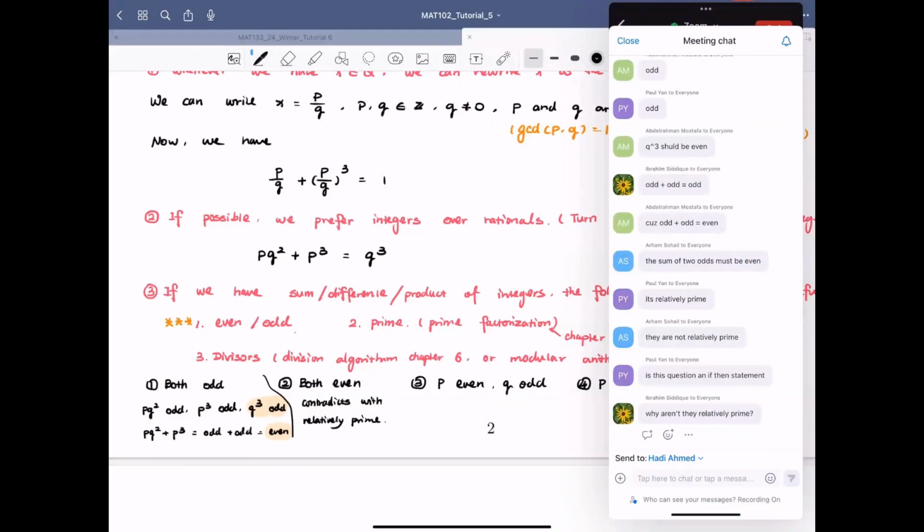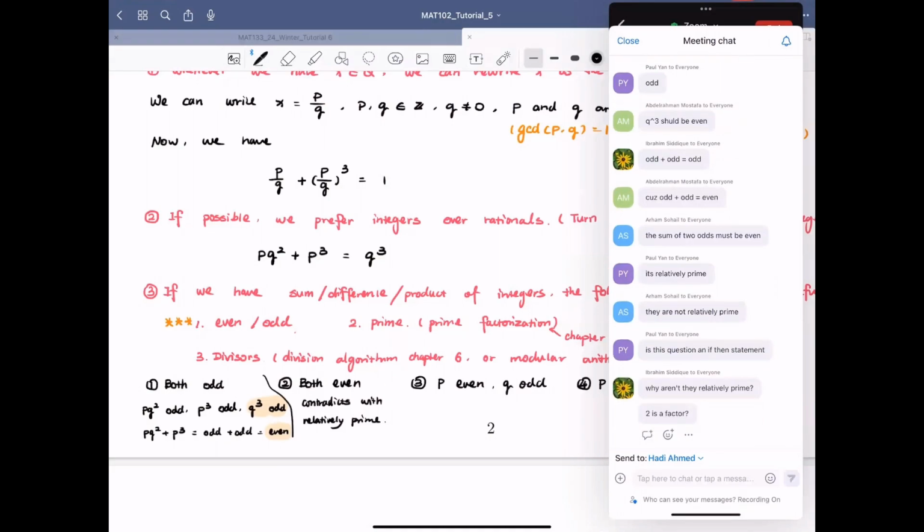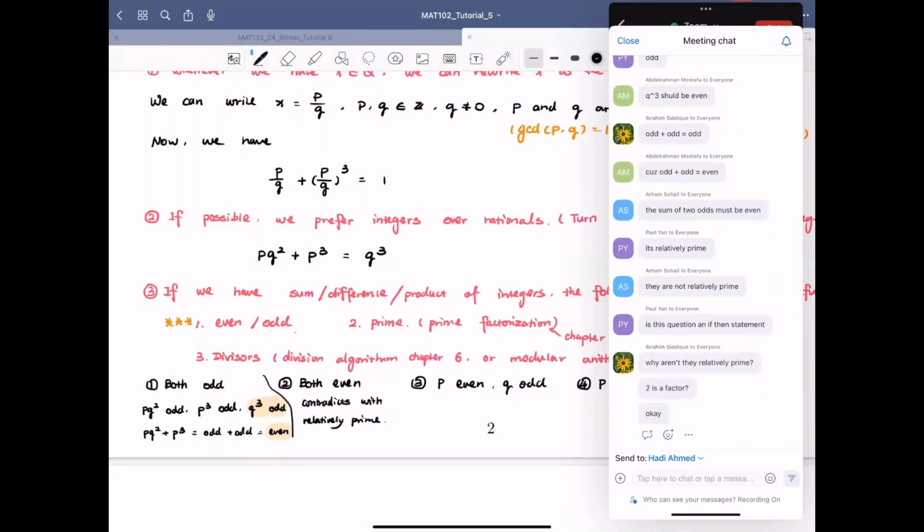Why aren't they? Because if they're both even, they both would have divisor 2. Yes, so not relatively prime anymore.